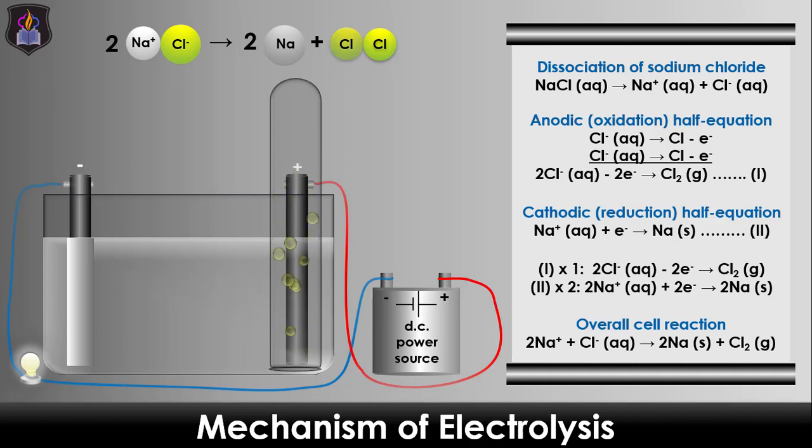Note that this explanation is based on the electrolysis of molten sodium chloride, in which there are only two ions, sodium ion and chloride ion, in the electrolyte, and there are no competitions at the electrodes. In our next lesson, we'll be looking at what happens when there are more than two ions in the electrolyte.